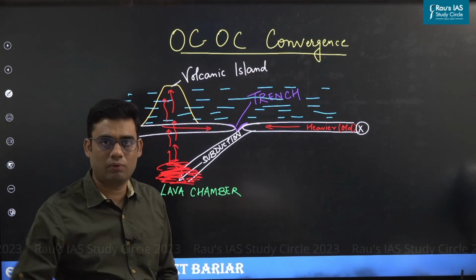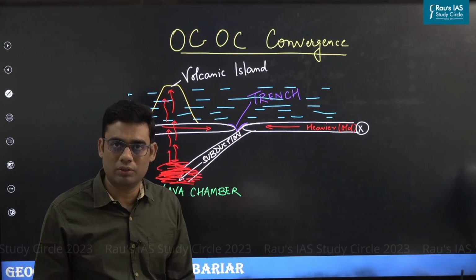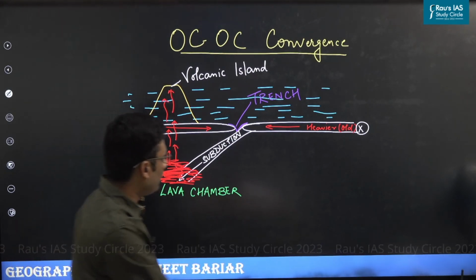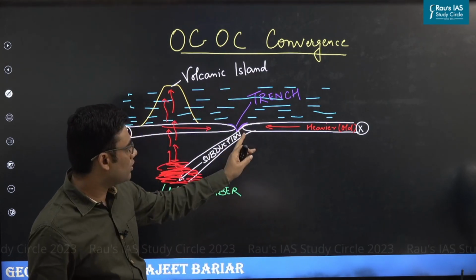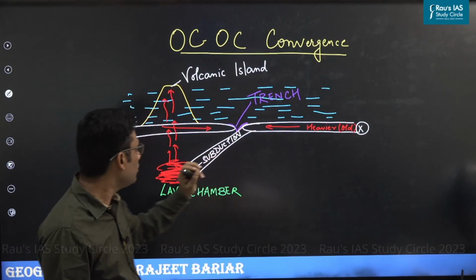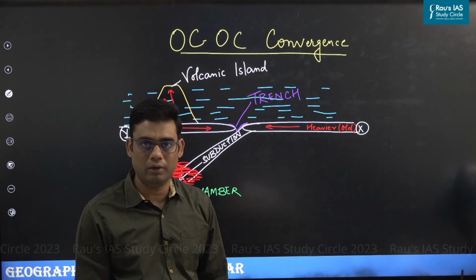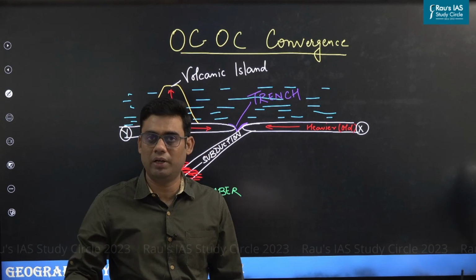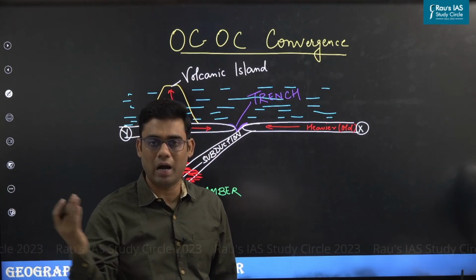This is what happens with respect to the OC-OC convergence. So over here, effectively, the OC-OC convergence has resulted in, first of all, subduction, formation of trench, and then formation of volcanic island. And this would be taking place all along the length of the plate, and so this primarily forms what we call as volcanic island arcs.